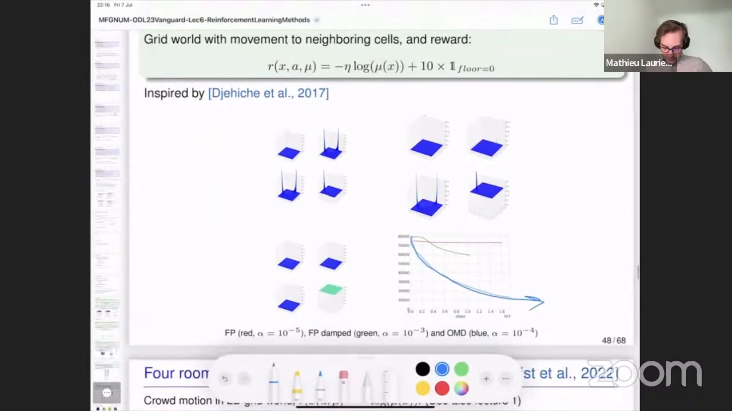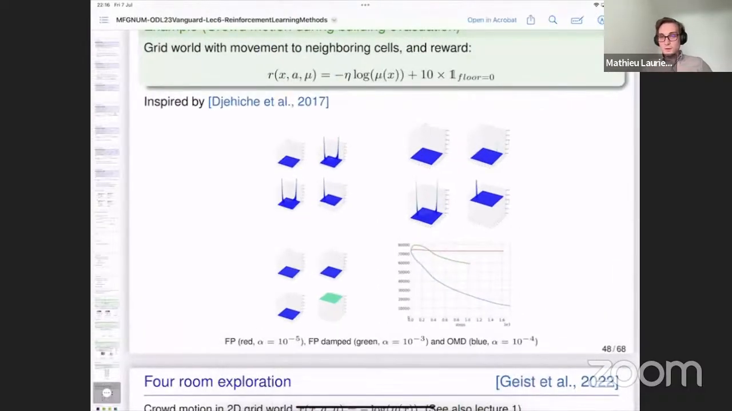This is for online mirror descent. In blue, in red, it is for fictitious play, and in green, it is fixed point damped with 10 to the -5 and fixed point damped with 10 to the -3. Here I'm extrapolating a little bit, so let me erase this. But basically, OMD seems to converge faster than damped fixed point, at least on this example.